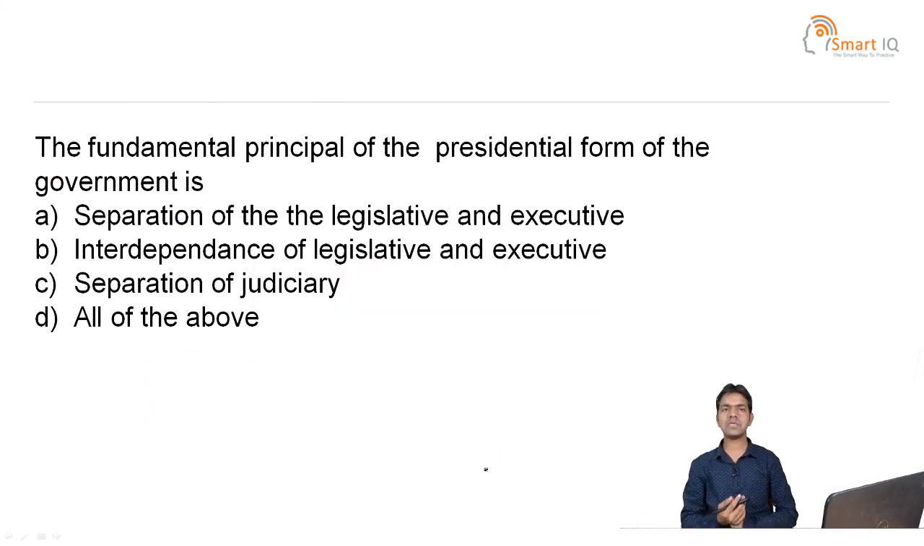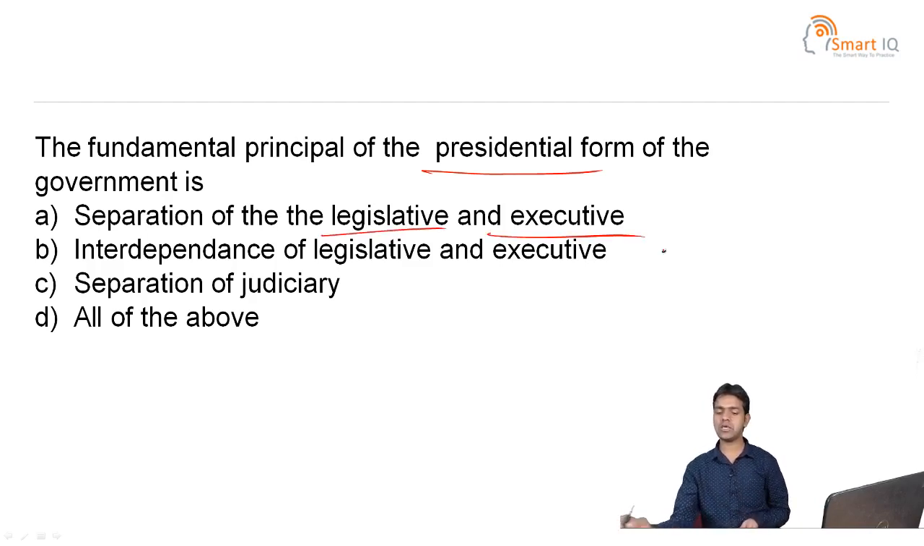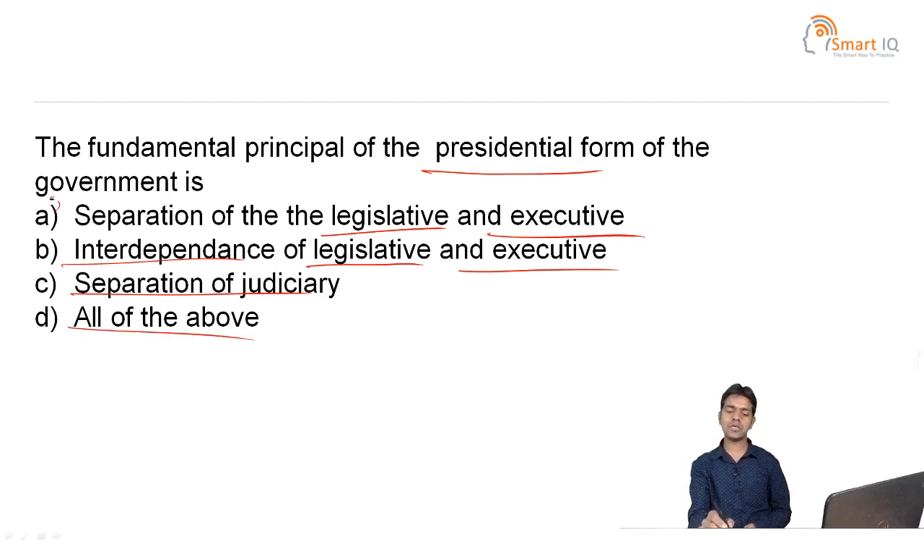The fundamental principle of the presidential form of the government is: option A, separation of the legislative and executive. Option B, interdependence of legislative and executive. Option C, separation of judiciary. Option D, all of the above. Here option A is the correct answer, that is, separation of the legislative and executive authority.